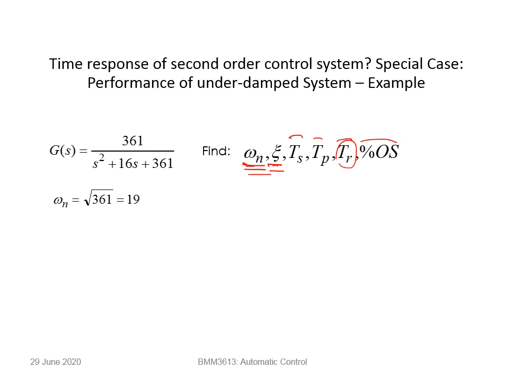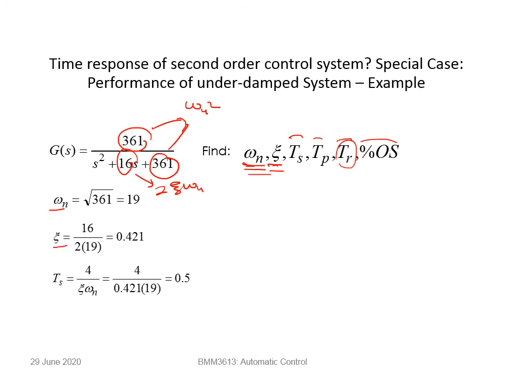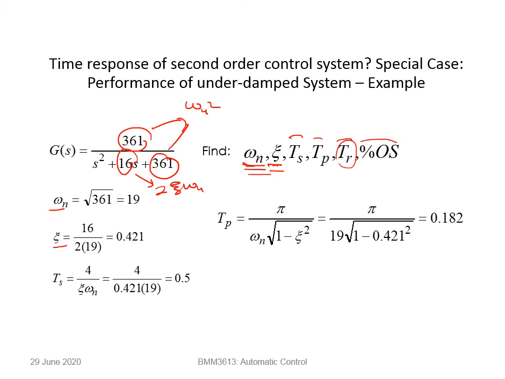So for example, now from this, we know that 361 is basically omega n squared, and 16 is basically 2 zeta omega n. So we deduce that omega n is the square root of 361, which is 19, and zeta is 16 over 2 times omega n, so it is 0.421. So knowing that, we can therefore calculate the settling time. Settling time is 4 over zeta omega n, which equals 0.5 second.